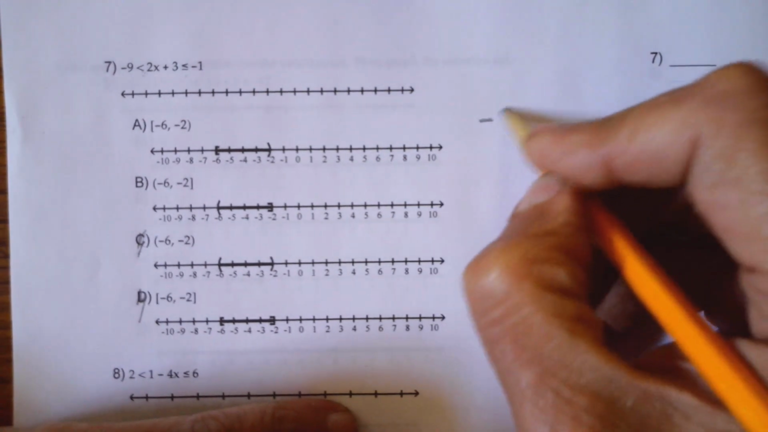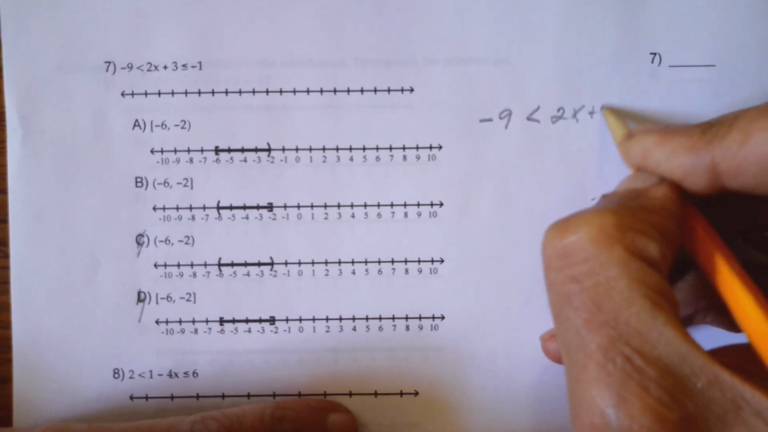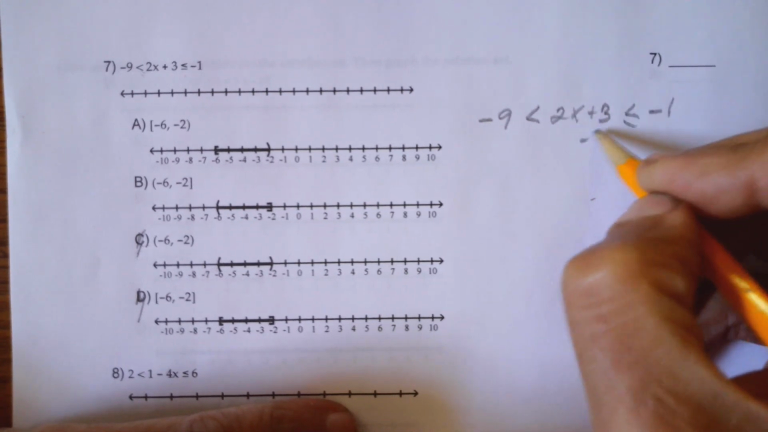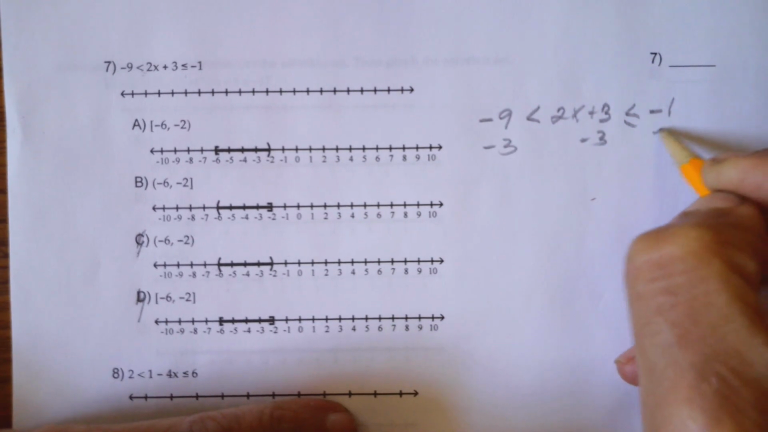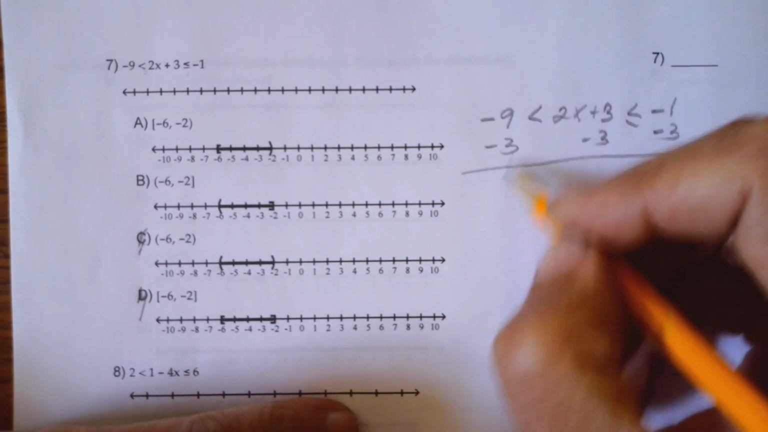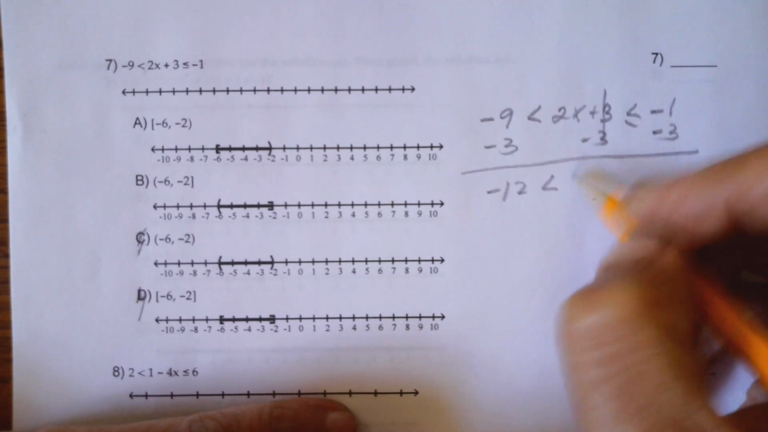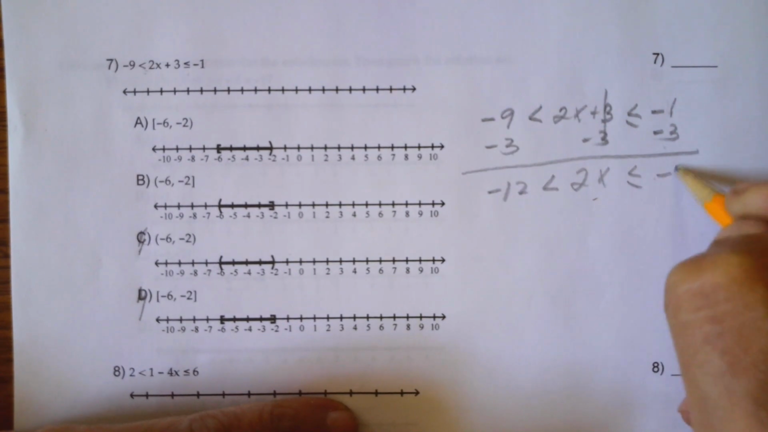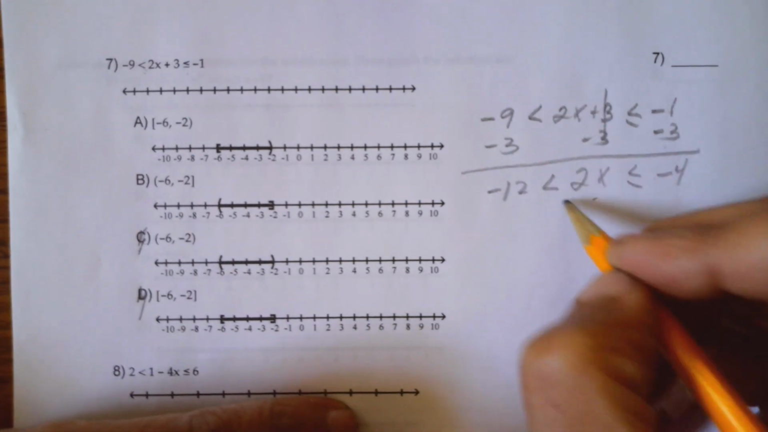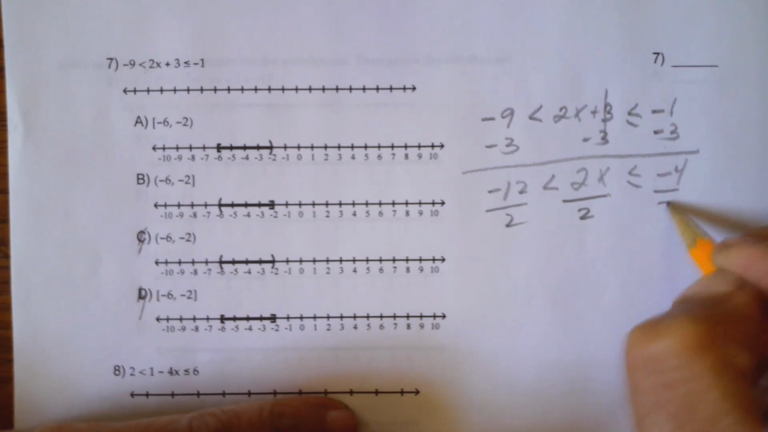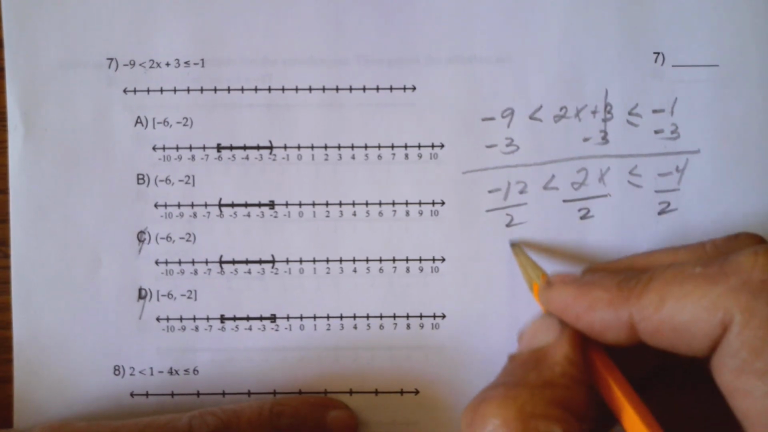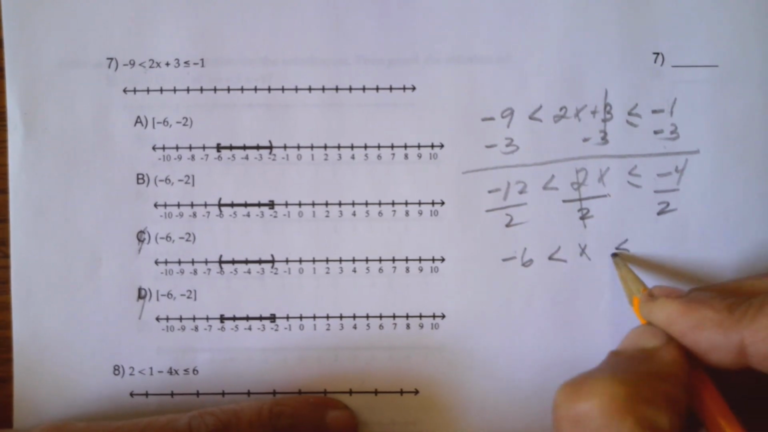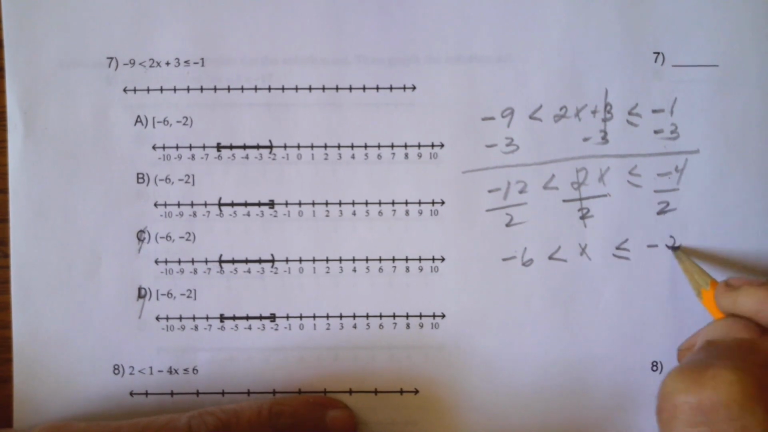So what do we got here? Negative 9 less than 2x plus 3, which in turn is less than or equal to a negative 1. Let me subtract 3 everywhere. Negative and a negative is a negative. Less than, these guys cancel out, 2x, which is less than or equal to a negative and a negative is a negative, negative 4. I'm going to divide everything through by 2. Negative 12 divided by 2 is negative 6, less than, these 2's cancel out, which in turn is less than or equal to. Signs are unlike, negative.